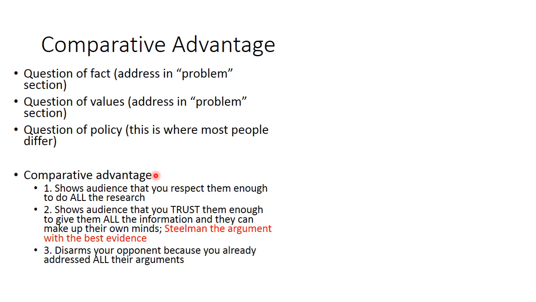The next thing comparative advantage does is show your audience that you trust them enough to give them all the information, and then they can make up their own mind. And this is done by what's known as steel manning the argument as opposed to straw manning the argument.